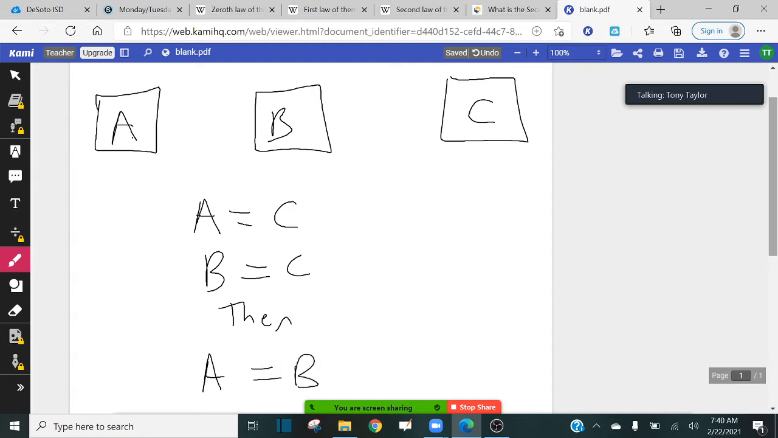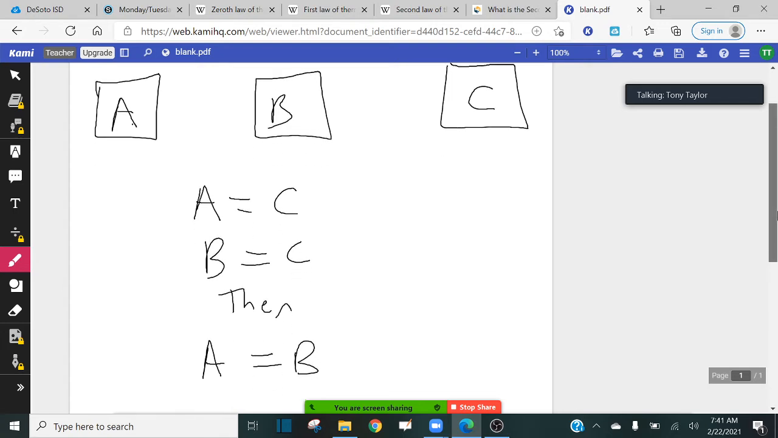That's all the zeroth law of thermodynamics states. It says if you have three substances and two of those substances are in thermal equilibrium, for example, if A is equivalent in temperature to C and B is equivalent in temperature to C, then you can guarantee that these two substances have to be in thermal equilibrium with each other. That's all the zeroth law of thermodynamics states.